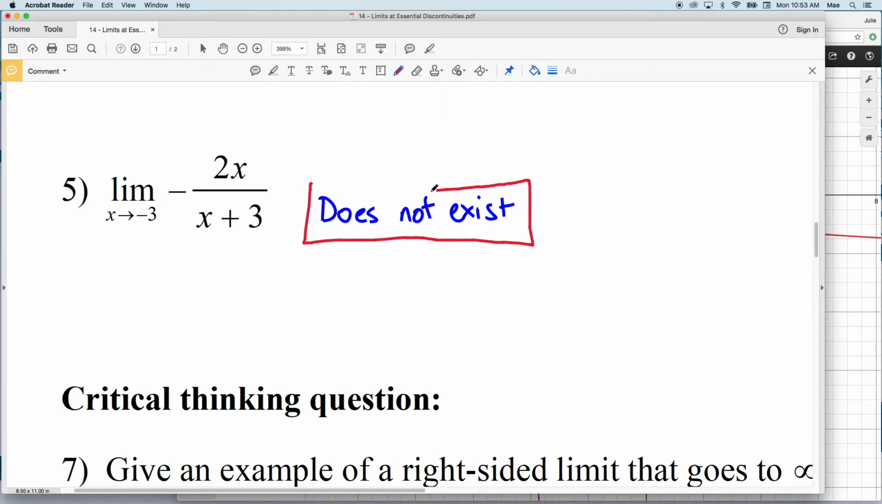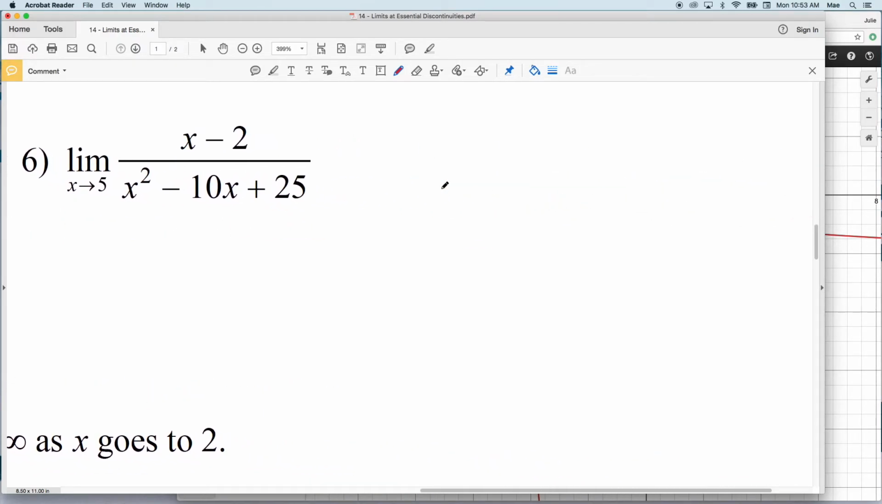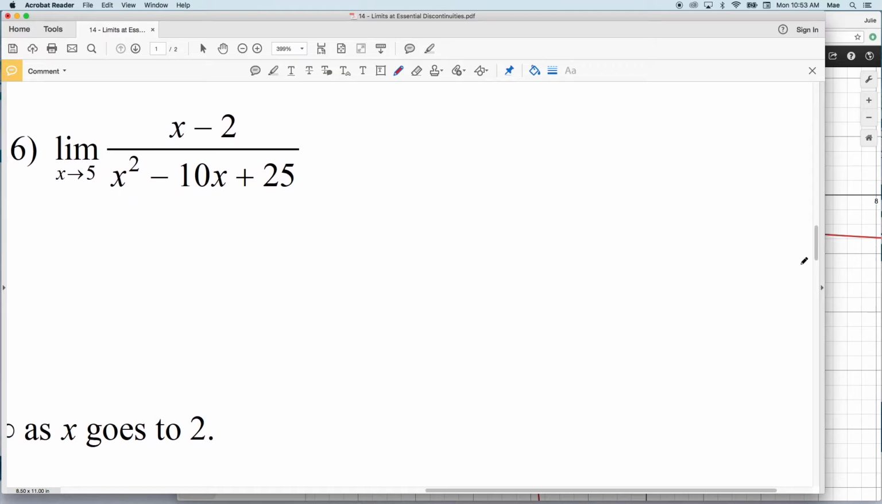And again, that's because the limit as we approach negative 3 from the right does not equal the limit as we approach negative 3 from the left. Now moving on to number 6, I'll graph this as well.